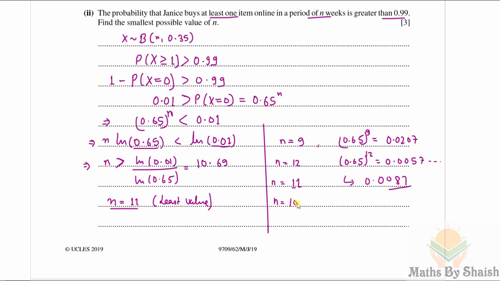But when we put n equal to 10, we are going to do all this by calculator, so we don't have to worry. At 10 the value is 0.013 and so on, which is of course greater than 0.01. So the least value is going to be 11. So from here also we can write the value of n. I hope it is clear. Let's do the next part.